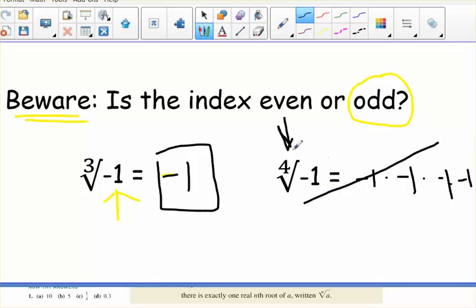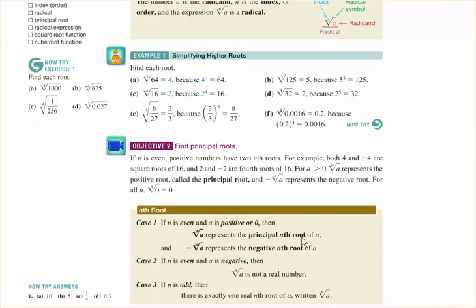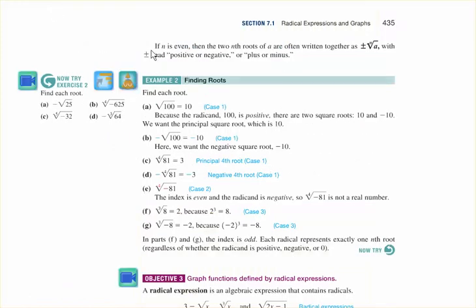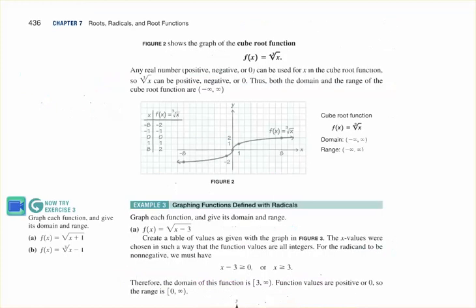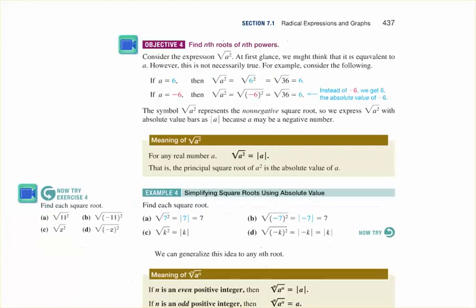So we have to be careful that when we have a negative radicand and an even index, we've got a big problem. And that's where it's saying right here in case 2, if the index is even and the radicand is negative, then our solution is not a real number. And we will talk about these in section 7. We will not be doing any graphing, so you can breeze through that part.